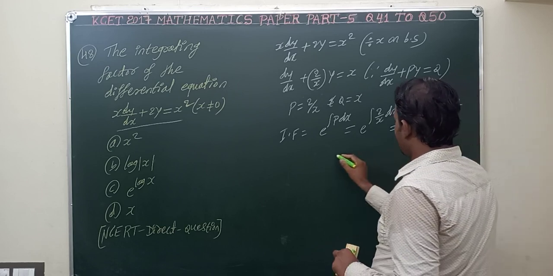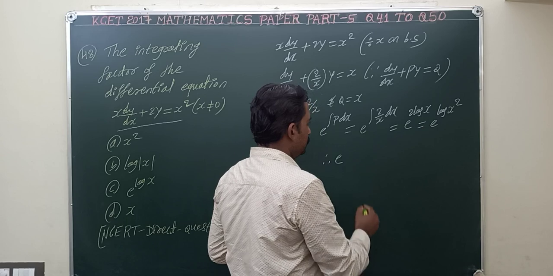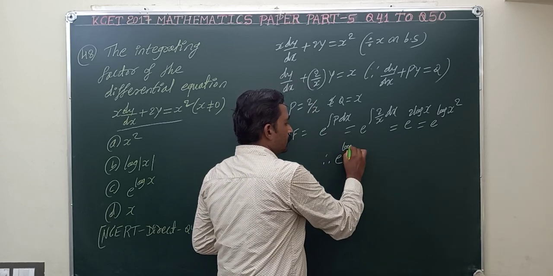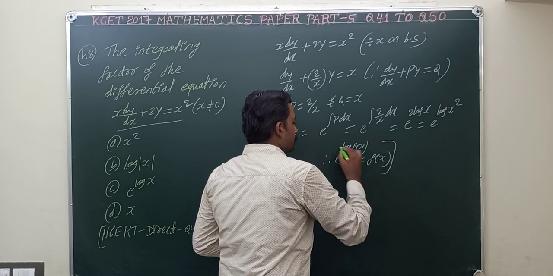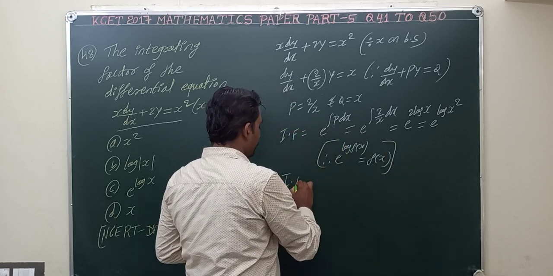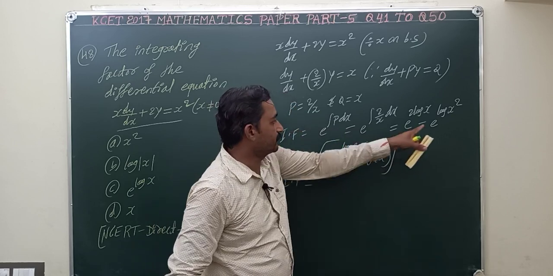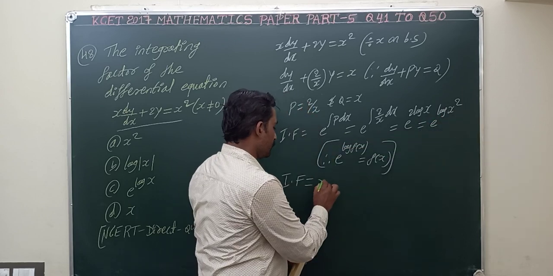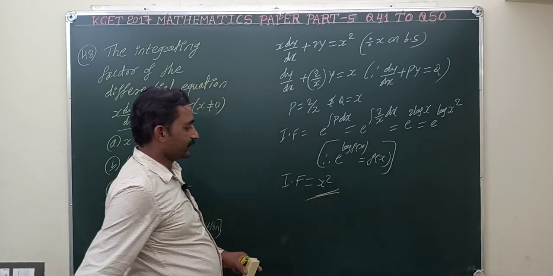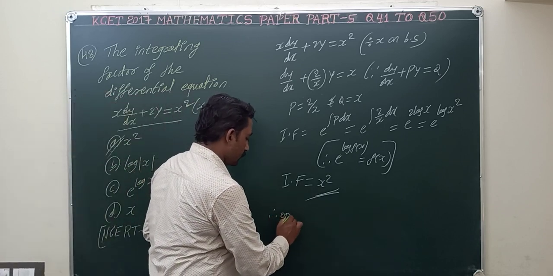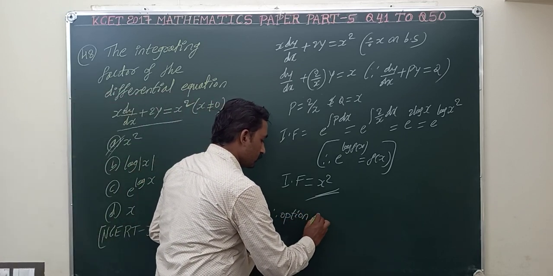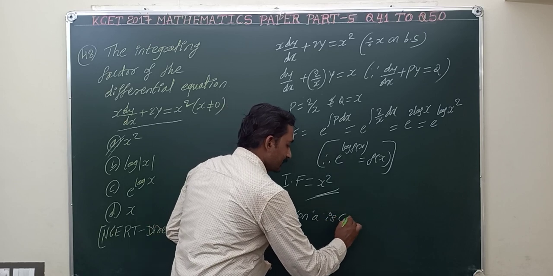Again using the formula e power log f of x can be written as f of x. So the answer of this question, integrating factor, nothing but using this formula e power log x square is equal to what? x square. So x square is the correct answer. Option A is correct. Therefore option A is correct in this case.